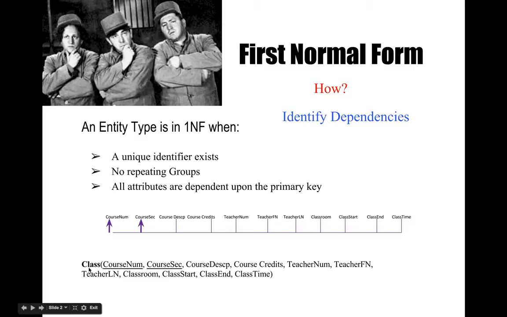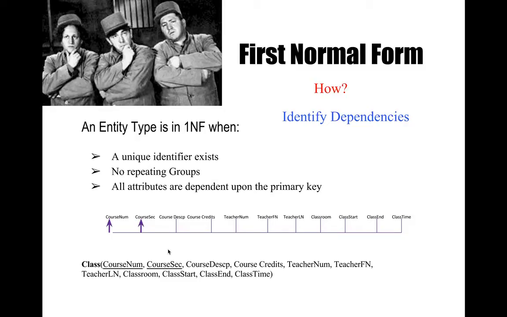So if we were to draw this out and create a table description, below this is a table description. This is the name of the entity. Then it lists all the attributes in the parentheses. The primary keys are underlined. So these are the two primary keys as we see up with the dependency diagram.